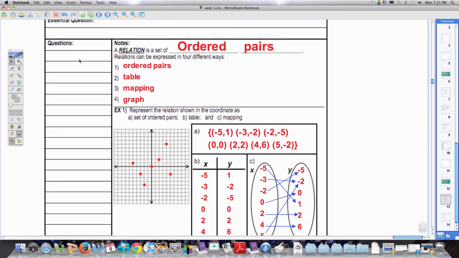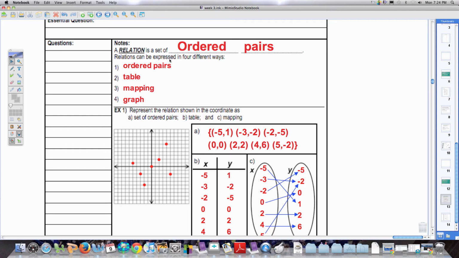So we're talking about relations, and what a relation is. It's a set of ordered pairs. So basically, it's a group of points. But that's what a relation is. It's a set of ordered pairs. And ordered pairs are just your x, y coordinates.